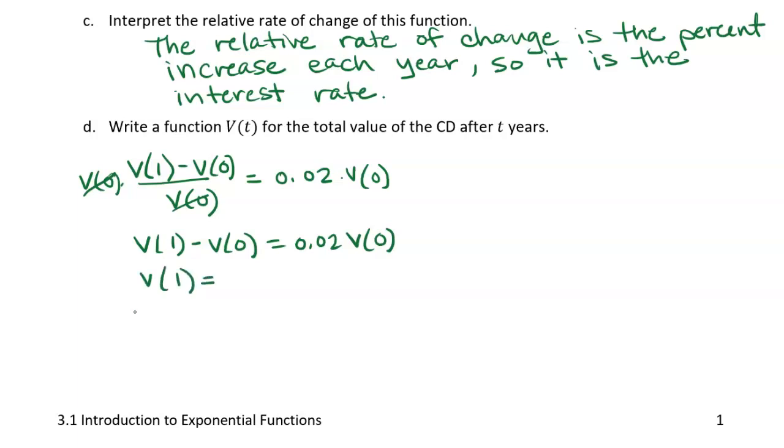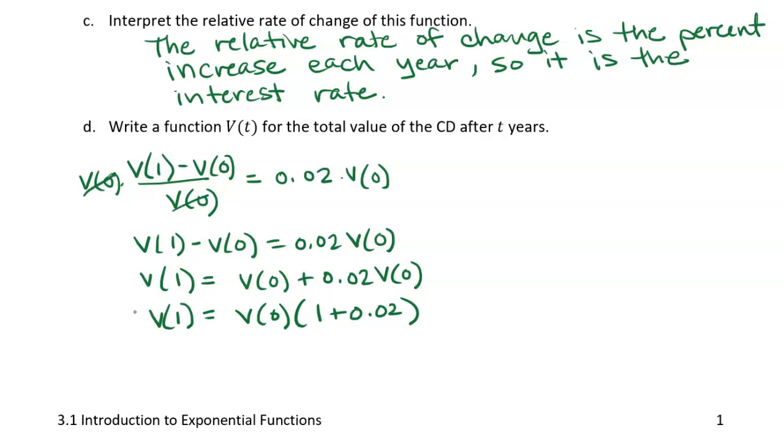So V1 is equal to V at 0 plus 0.02 V at 0. You can see we're taking the value of the function at time 0 and adding 2% of it. 0.02 times V0 would be 2% of V0. Now I've got a common factor of V0, so I can write this as V0 times 1 plus 0.02, or even 1.02, one single number. So V1 is just V0 multiplied by 1.02. V at 0 times 1.02. We're just multiplying by a constant.